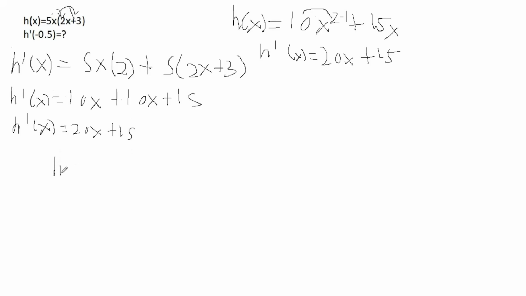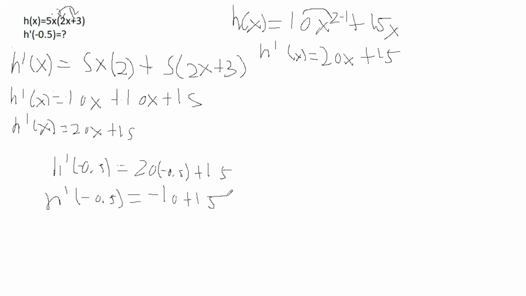Now, let us plug our negative 0.5 into the x, so we will have 10 minus 5 plus 15. So now we will be left with negative 10 plus 15. So our final answer will be 5.